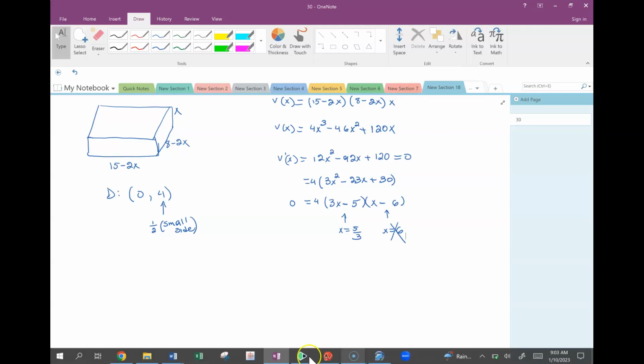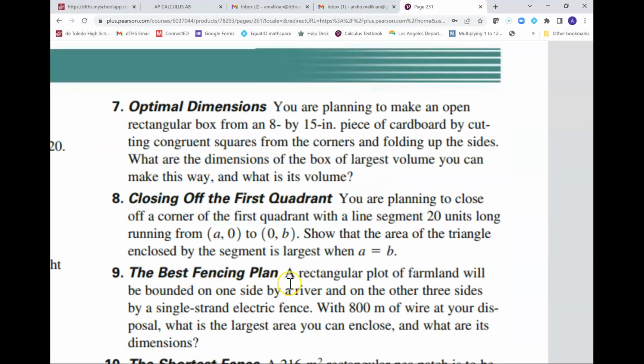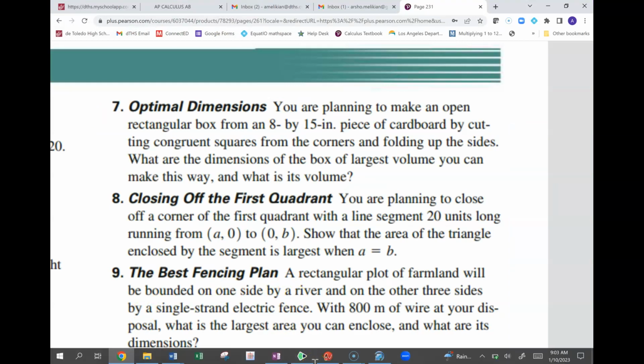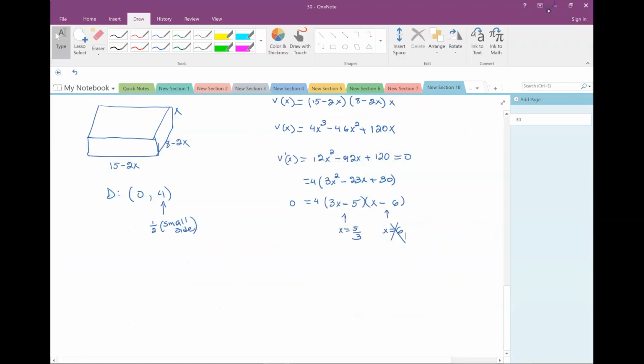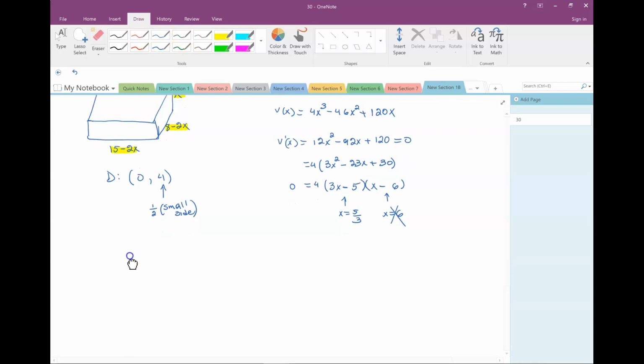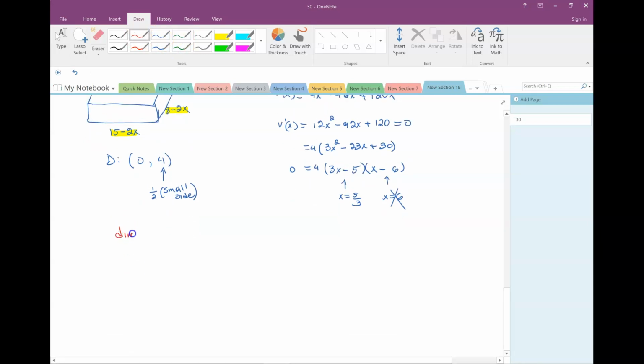Okay, so again, I already forgot what we needed to make. I'm assuming we needed to figure out the dimensions of whatever we're cutting out. What are the dimensions of the box of largest volume, and what is its volume? So we need the dimensions of the box. All right, the dimensions of the box are this, and this. So let's do that.